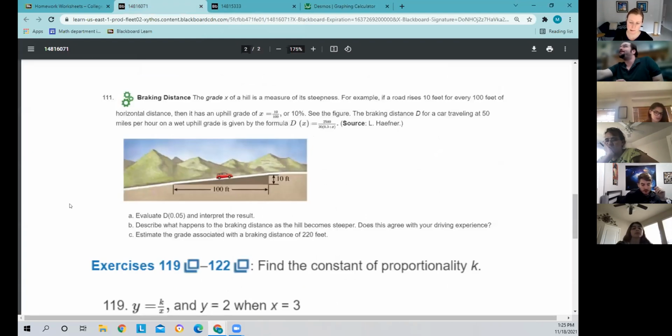Okay. Estimate the grade associated with the braking distance of 220. So what are they giving me here? How do I set this thing up?